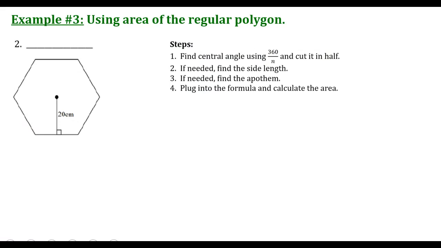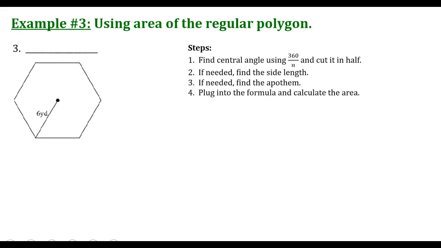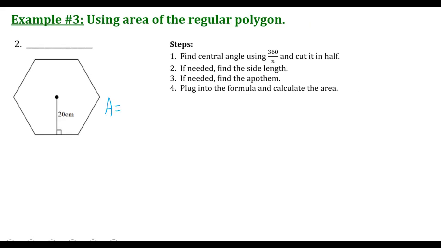Uh-oh, we have a hexagon. We can do it. Let's use the same steps to help us solve. So we have the area equals, you can look on your sheet there to find the formula again. Sorry, area equals 1/2 times the apothem. Looks like it's 20 in this situation, because it creates the right angle. Times the perimeter. We run into the same situation. We don't have the perimeter.